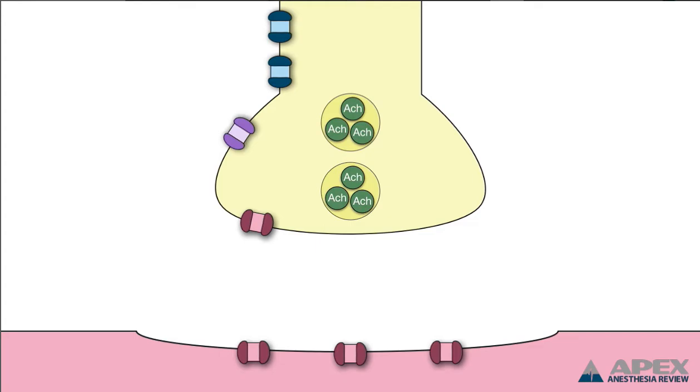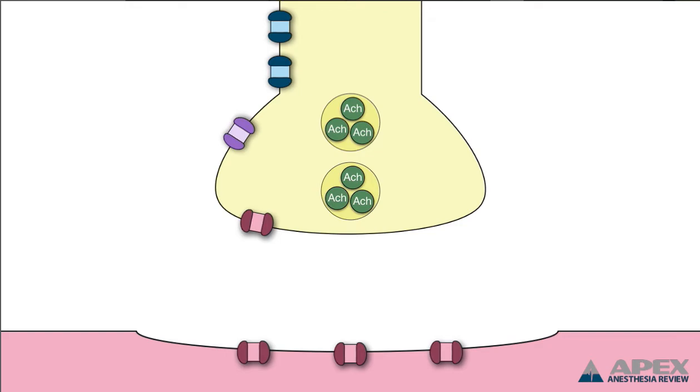At rest, the neuron maintains a polarized state called resting membrane potential. Said another way, the inside of the cell is relatively negative and the outside of the cell is relatively positive. An action potential, generated by the central nervous system or a peripheral nerve stimulator, depolarizes the axon terminal. This activates the sodium channels, allowing sodium to enter the neuron. The influx of positively charged ions reverses the distribution of electrical charge so that the inside of the neuron becomes relatively positive with respect to the outside.